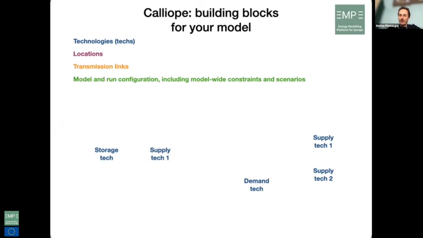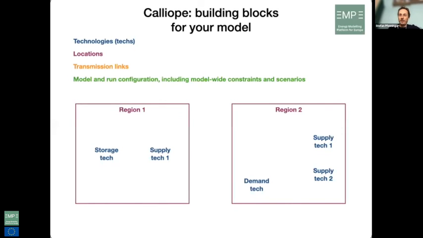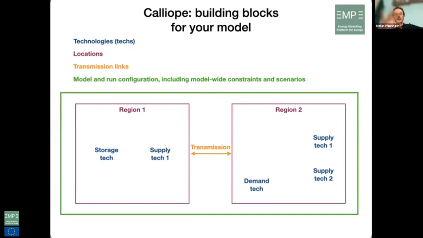introduction to Calliope. And we hope that you got a sense of how Calliope works and how it's designed. And the key thing really is that it provides building blocks for you to build the model. So you will start with defining a bunch of technologies, some storage, supply, demand technologies. You encapsulate those in locations. You define how these locations can be linked together. And ultimately, you define the sort of all-encompassing model and run configuration, model-wide constraints, scenarios, overrides, and so on.